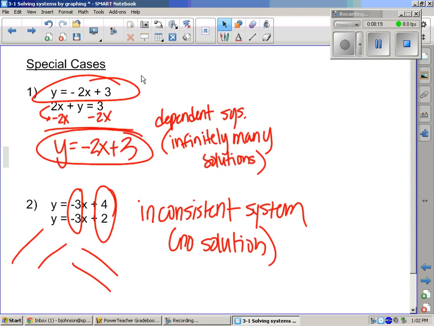Okay, that'll do it. Remember, your book talks a little bit about tables, but we're actually not going to cover that. We're just going to do graphing, and then in the next few days we'll talk about substitution and elimination. We'll see you in class.